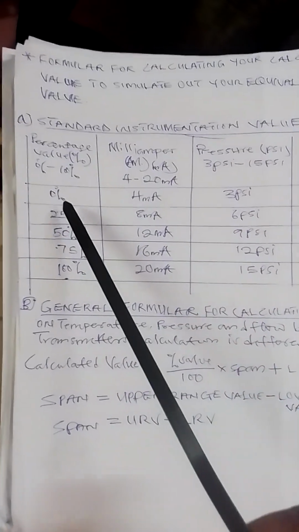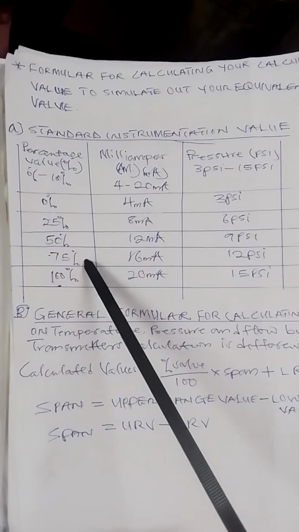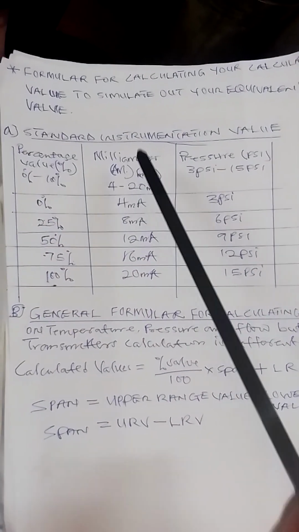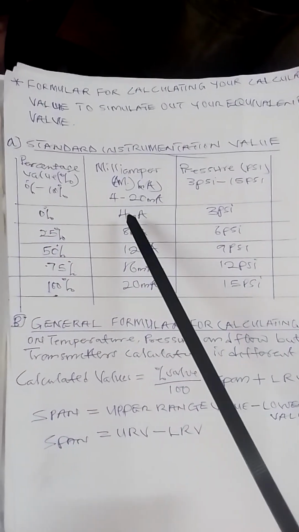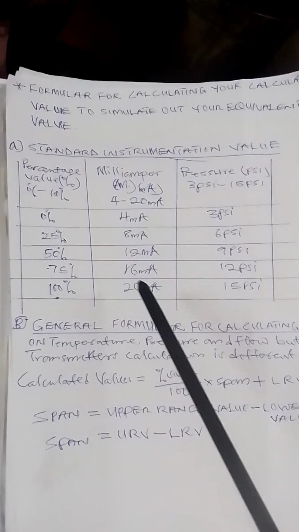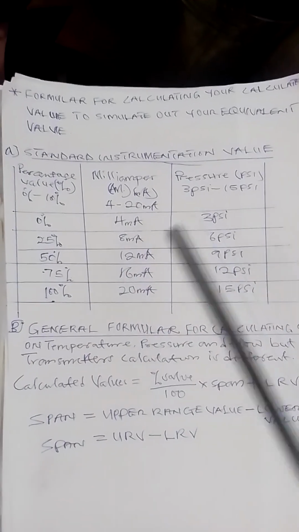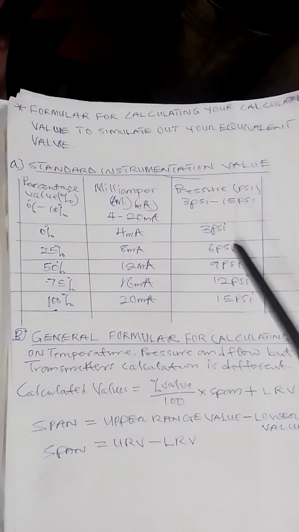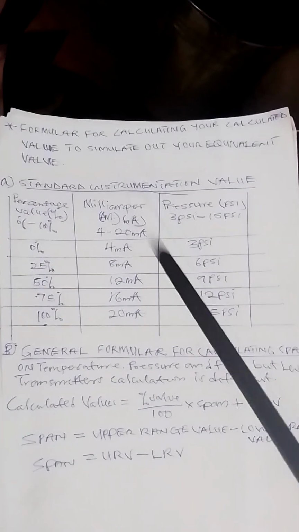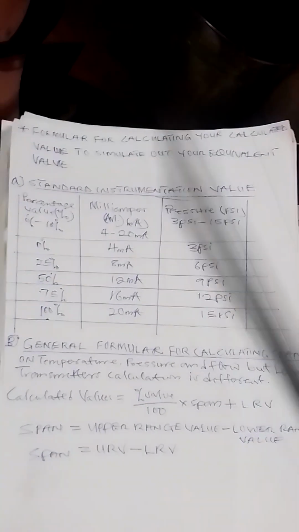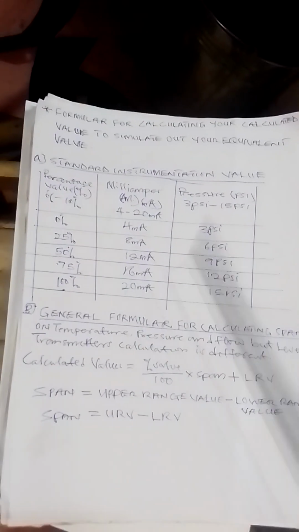As you can see, this is our percentage, 0 to 25, 100%. We have our milliamp, 4 to 20. We also have pressure. All the values you are seeing here are standard values. What standard value simply means is that every value given in our transmitter, in our process range, ranges from 0 to any figure.